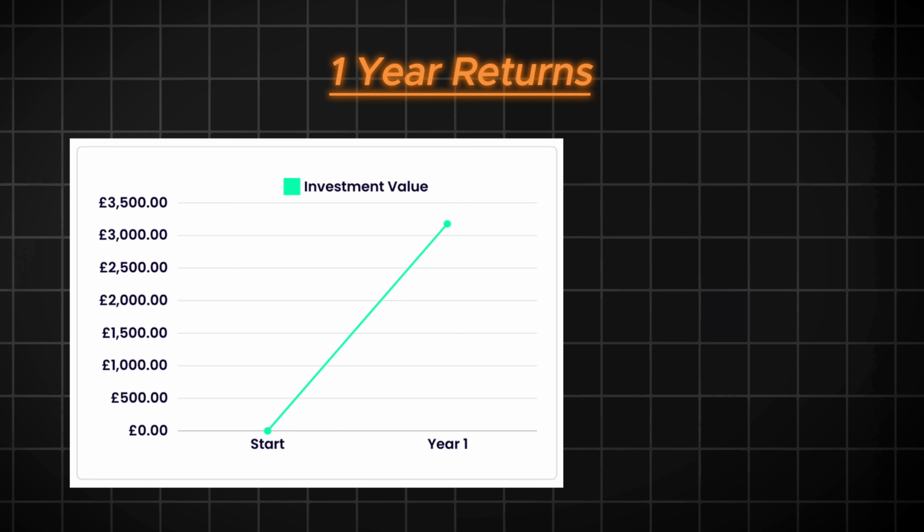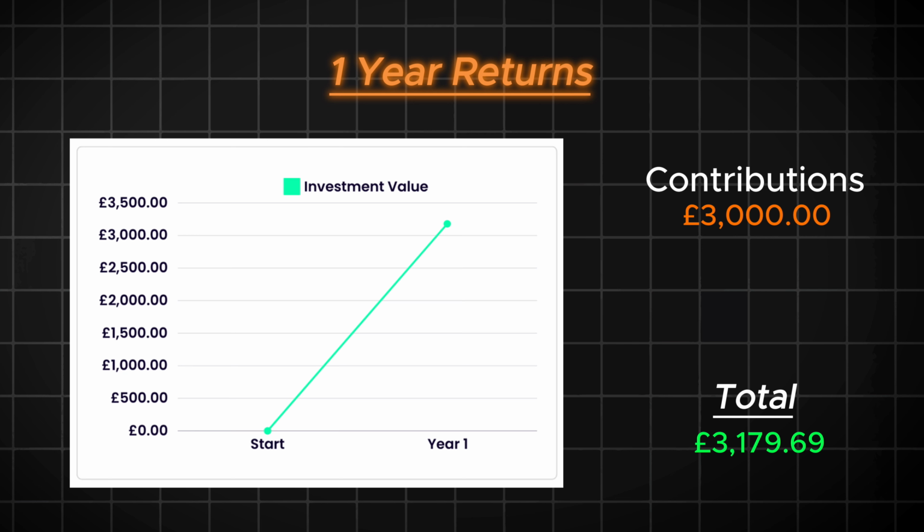Using this as our benchmark and investing the £250 a month, let's have a look at how much we have at the end of year 1. Based on the average returns of 10.7%, our total at the end of year 1 will be £3,179.69. Broken down, this will have been £3,000 from our monthly contributions and £179.69 in interest.